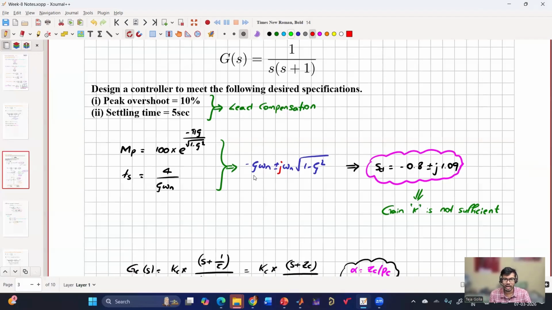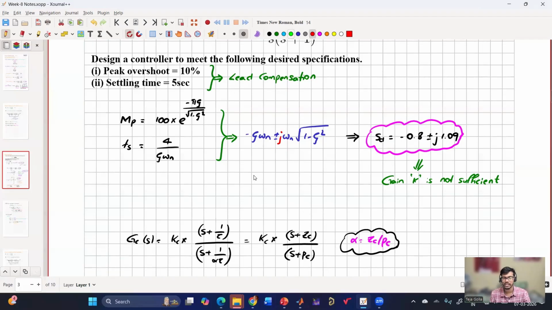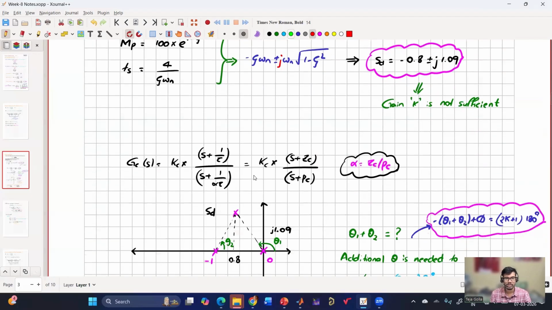And once this is done, I have to plot the root locus and see whether gain k is sufficient or not. And we have obtained that gain k is not sufficient. So we'll be designing the compensator.